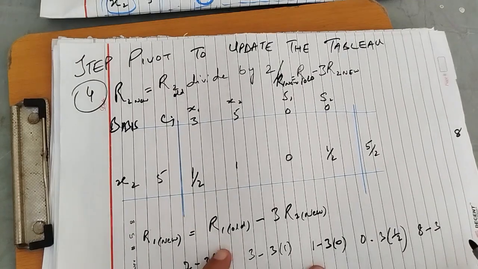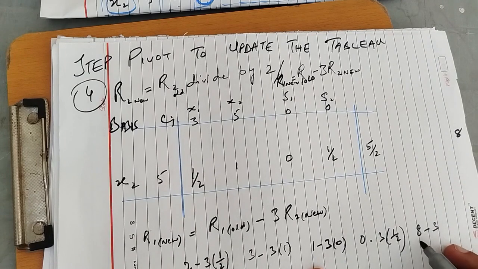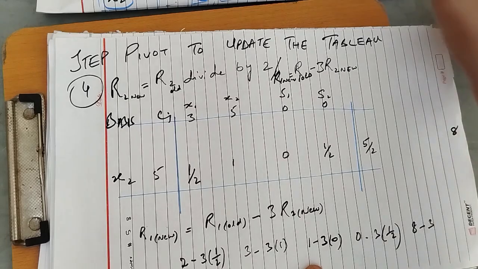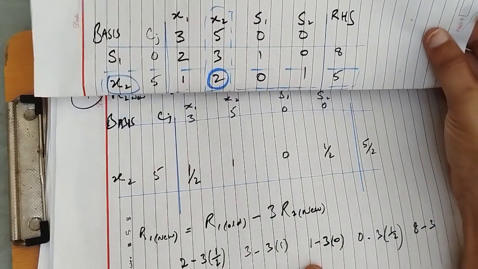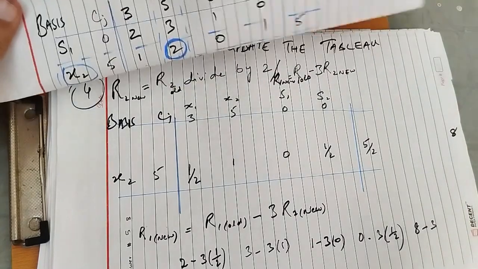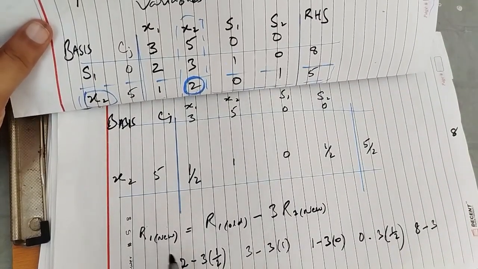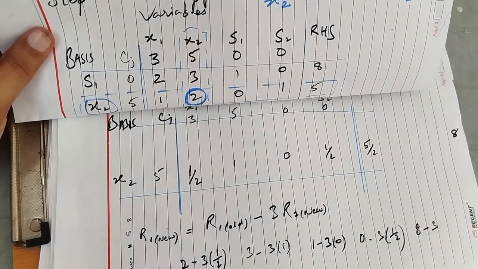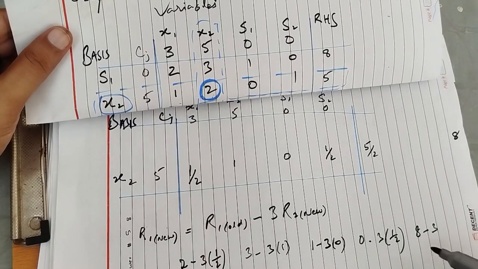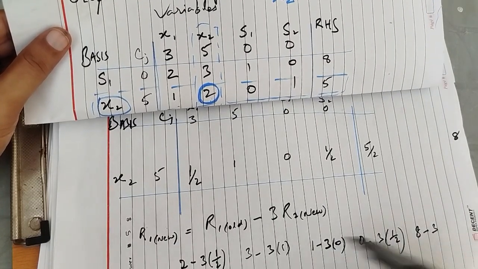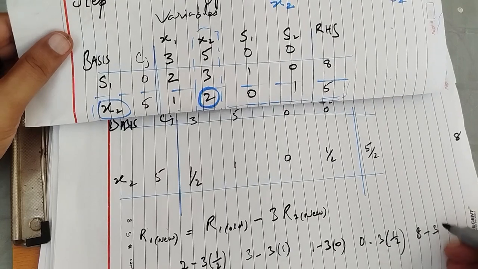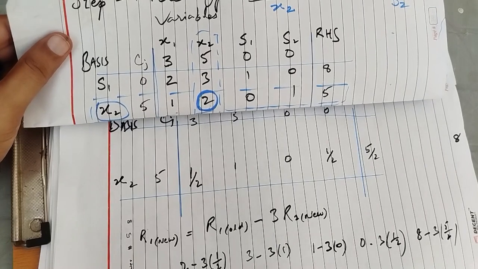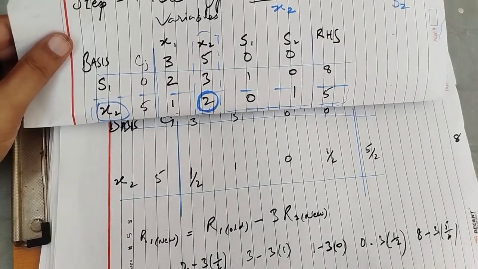Okay, over here you see 8 minus 3. As we know, the formula is R1 new. So this R1 new would be R1 old, that is 8. 8 is the R1 old, minus 3 into R2. R2 is 5 by 2. So let's solve it.